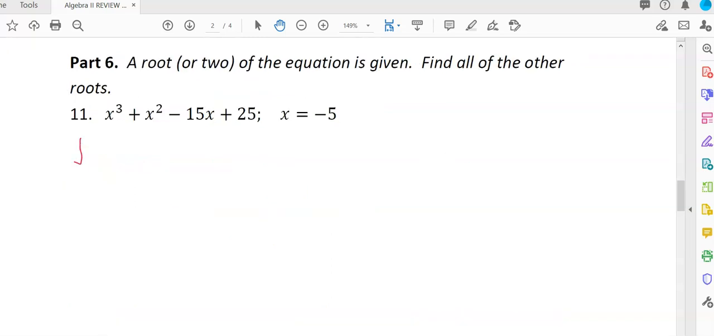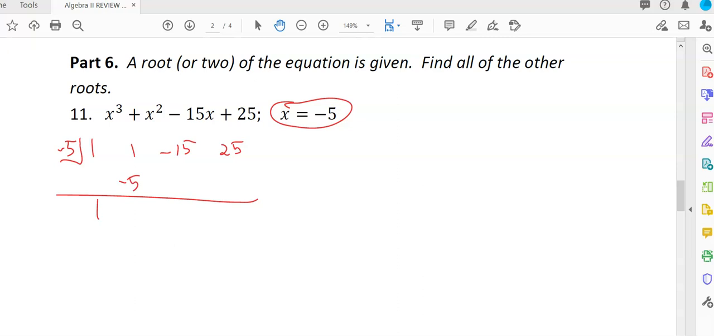Boy, it really helps to be good at synthetic division here. They give me the solution, not the factor, so I'm just going to put the negative 5 in the box. I don't have to take its opposite. 1, 1, negative 15, and 25. So they basically told me this is a solution, so I should get a remainder of 0. If I don't, I'll check my work because I should. Negative 5, negative 4. This is positive 20, positive 5, negative 25, and 0.